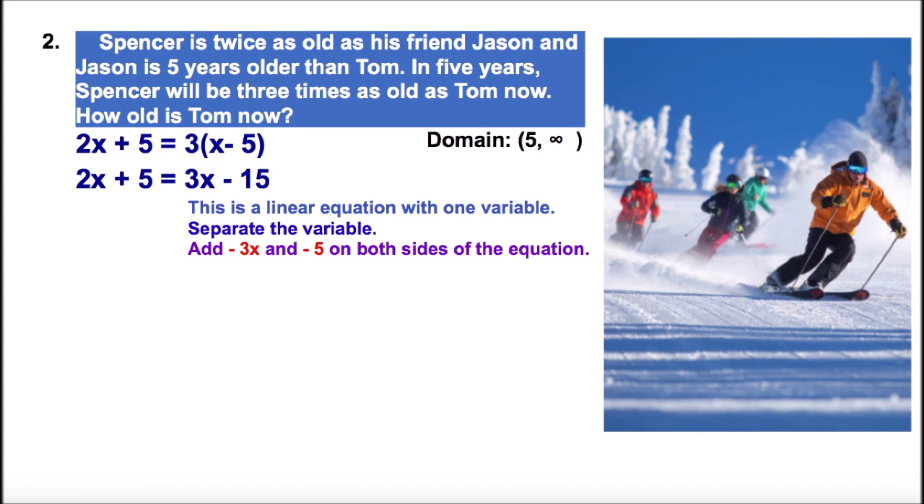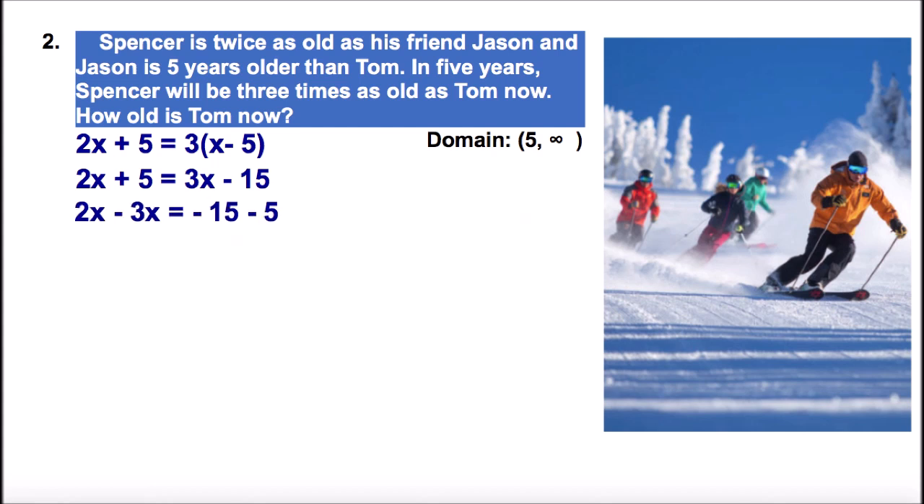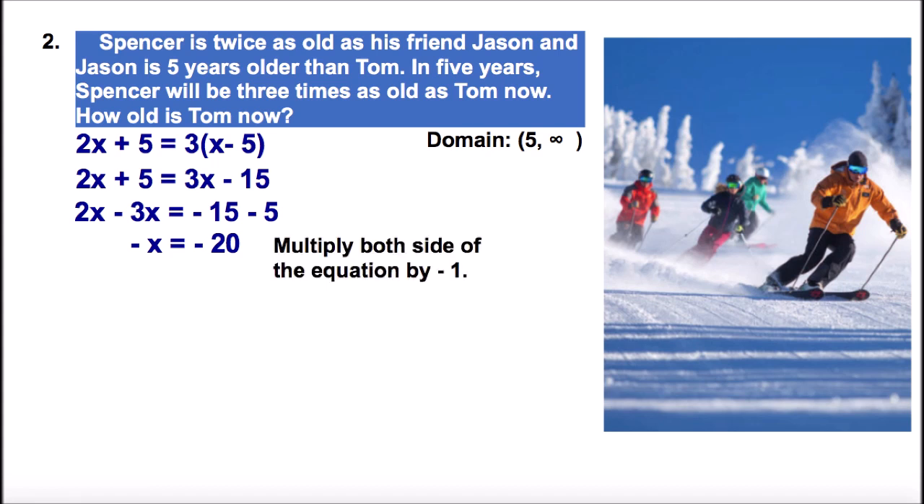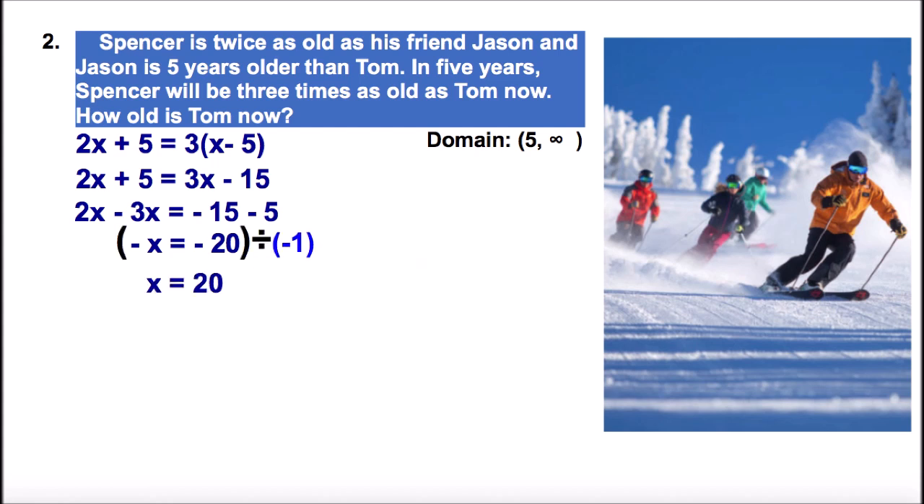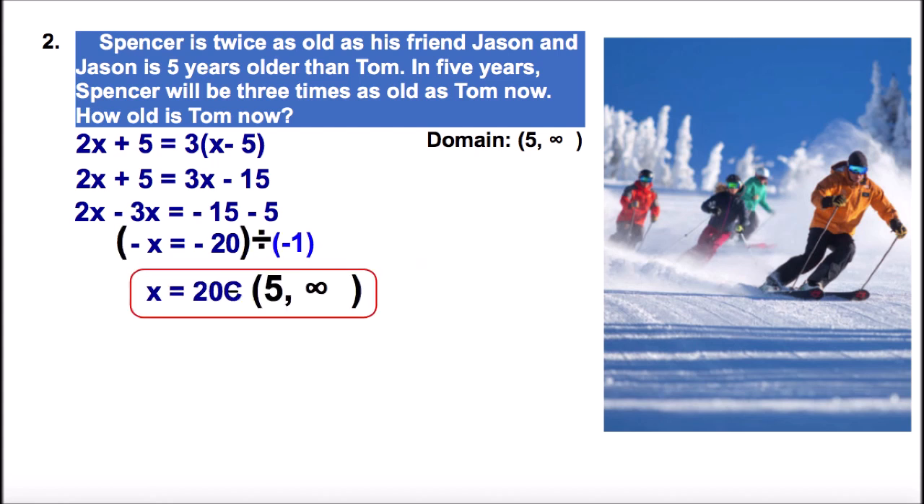This is a linear equation with one variable. Separate the variable and add negative 3x and negative 5 on both sides of the equation. 2x minus 3x equals negative 15 minus 5. Perform calculations. Negative x equals negative 20. Multiply both sides of the equation by negative 1. x equals 20, which belongs to the domain open interval 5 infinity.